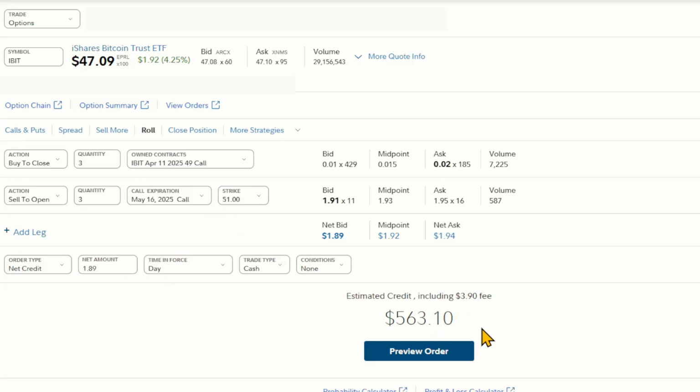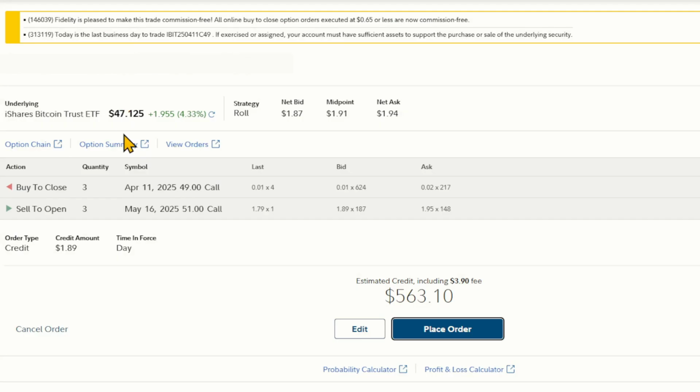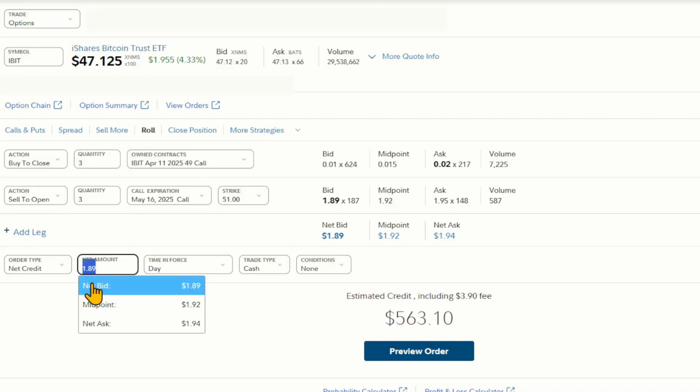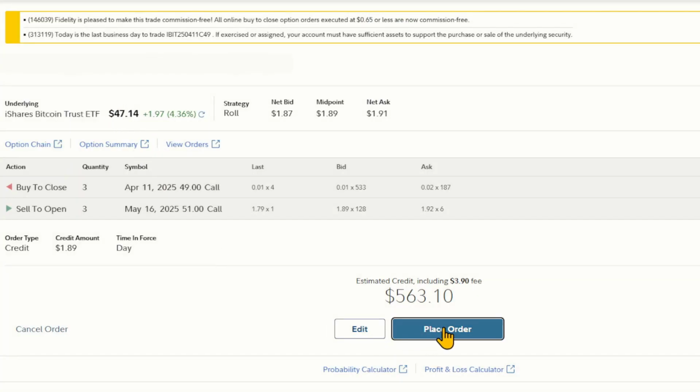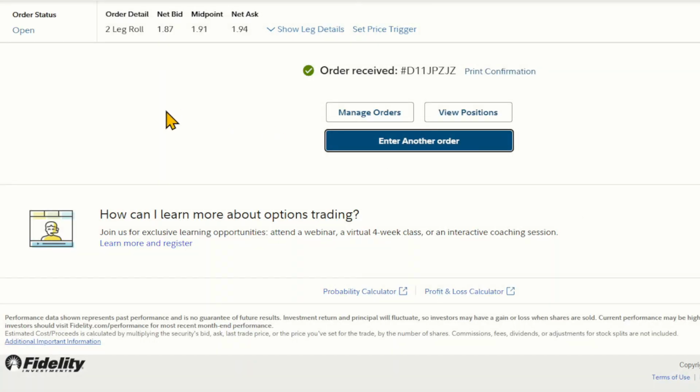That's going to give me $563 of credit for this $51 strike price that I have highlighted currently. So if I go to preview order, again, we've been talking for a while, so let's see what that price has changed to. 47.12. Okay, so edit, go back here. Now I get $1.89 net credit. Okay, still the same. Preview order, 47.14. Place order, and we're off and rocking.